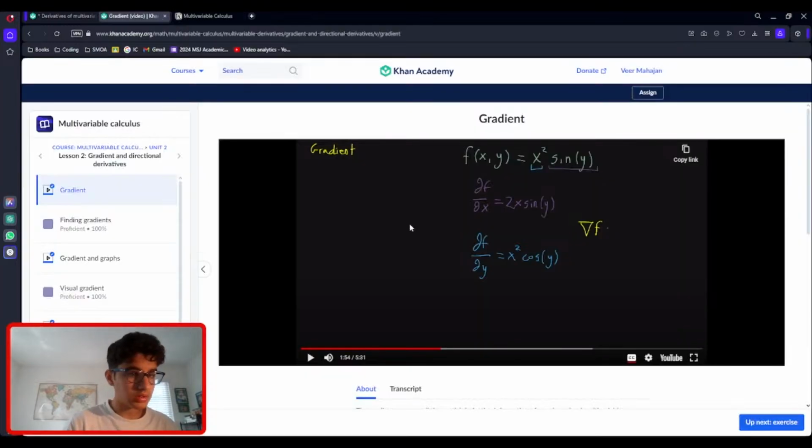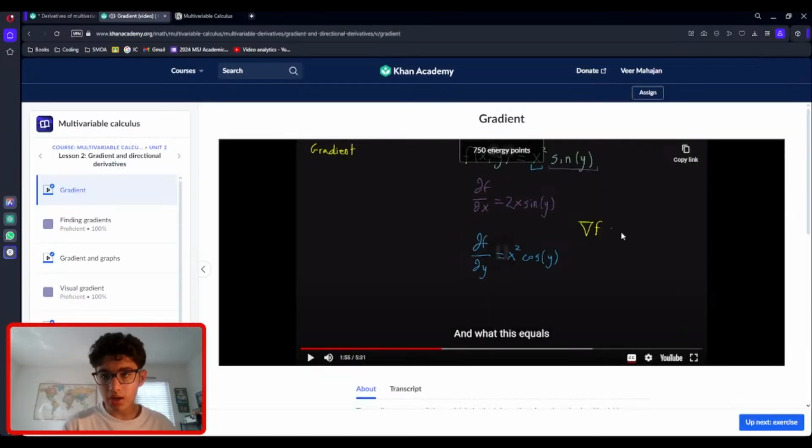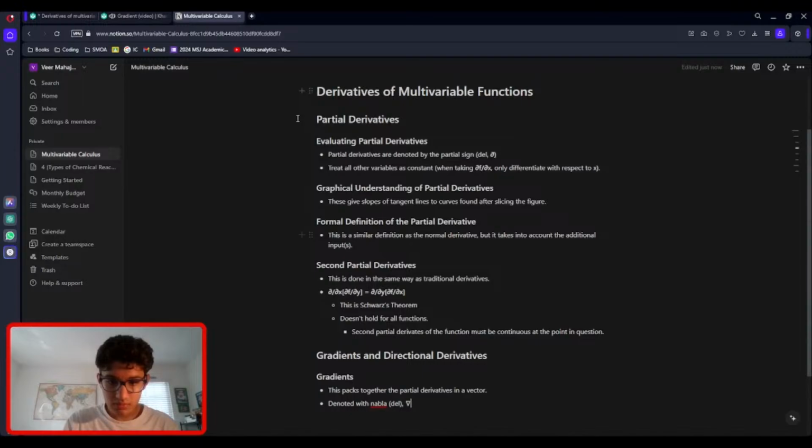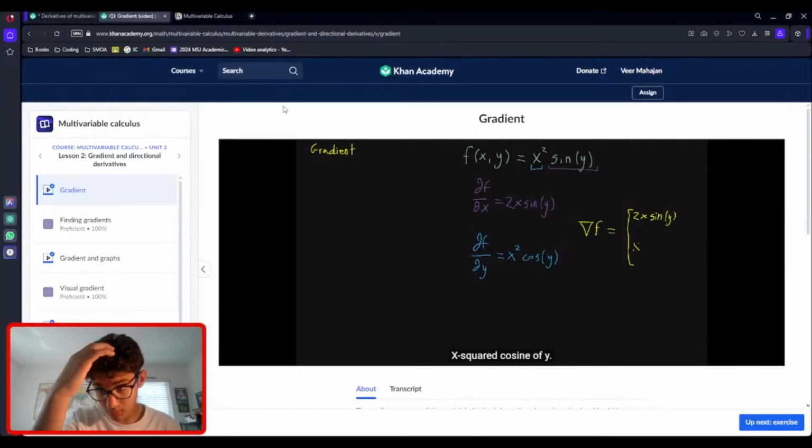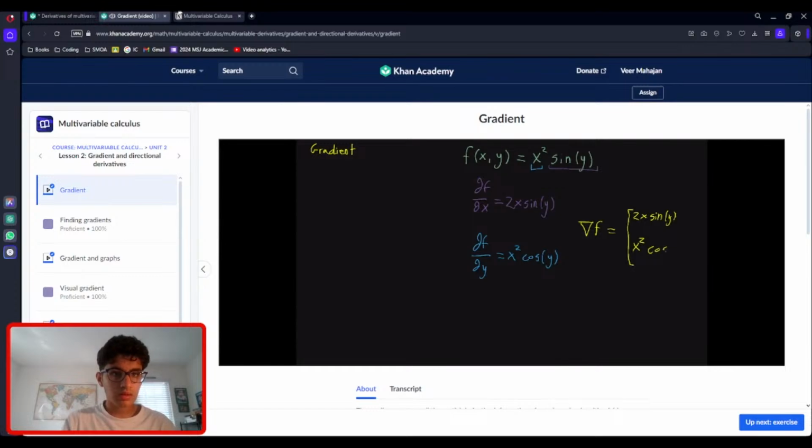Okay, good. Let's continue then. And what this equals, let's see the definition here, is a vector that has those two partial derivatives in it. So the first one is the partial derivative with respect to x, 2x times sine of y. And the bottom one, partial derivative with respect to y, x squared cosine of y.